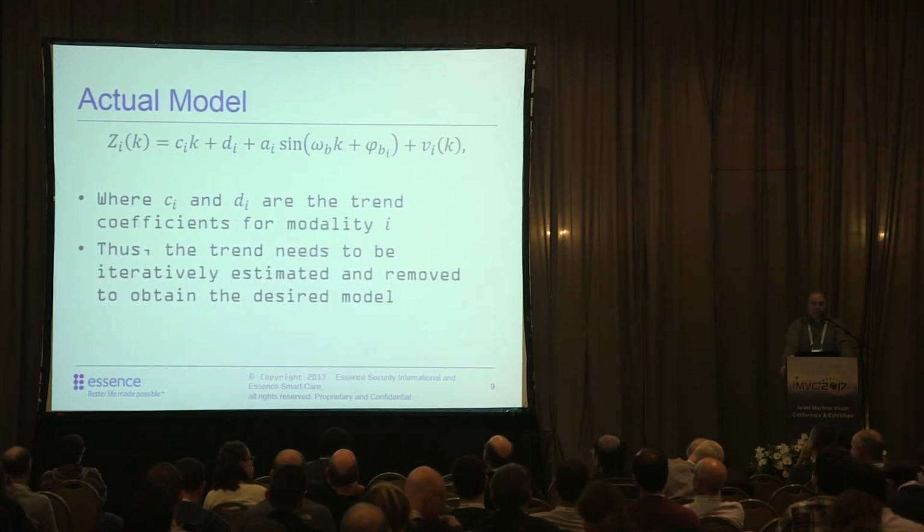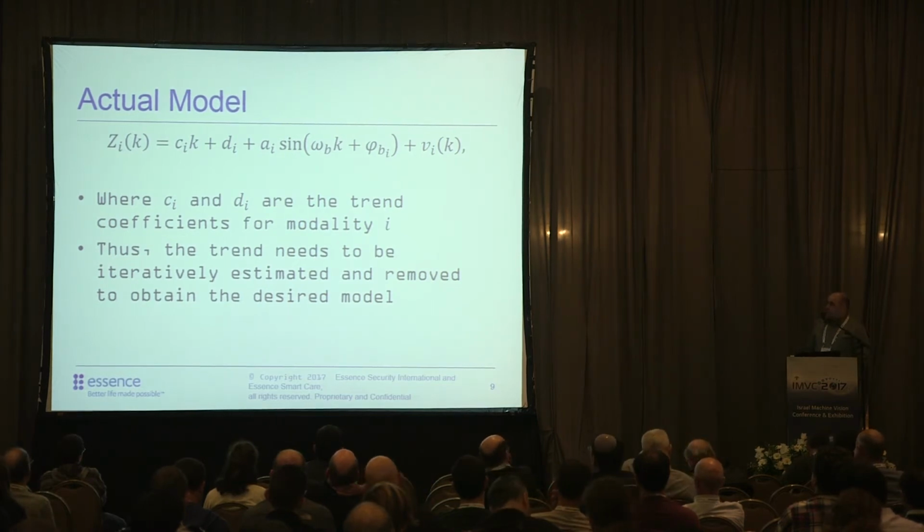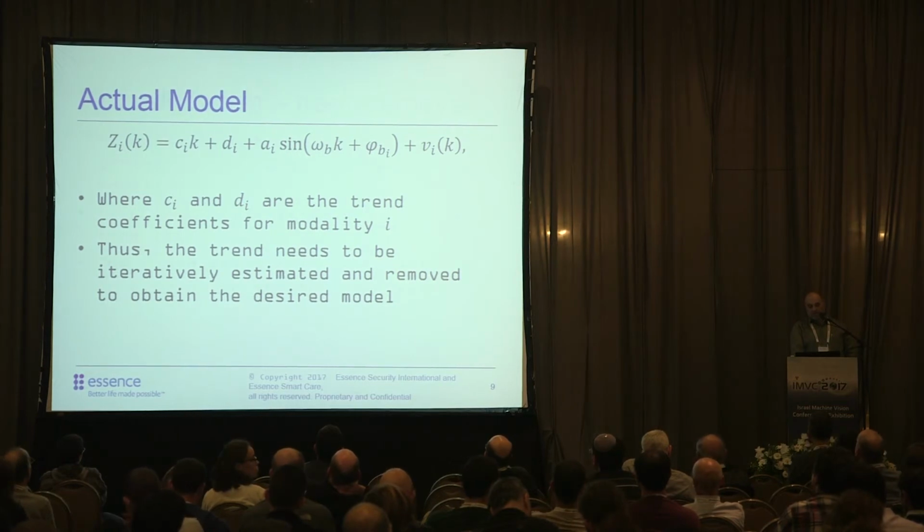What we get in reality is a trend on top of the sinusoidal wave. This trend can be characterized by a slope and a DC term, which adds two more parameters for us to estimate. So what we want to do is estimate these parameters and then subtract them from the signal.